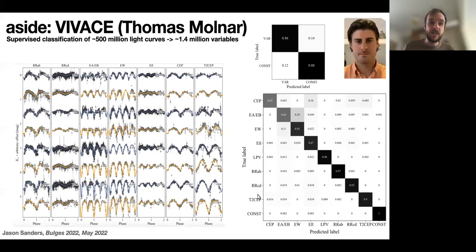So I should highlight that recently, together with a master's student, Thomas Molnar, I ran a supervised classification of this full data set, and we found about 1.5 million variable stars, for example, RR Lyrae, eclipsing binaries, some likely Cepheids. And this was a supervised learning algorithm based on pre-existing variable star data sets. And for RR Lyrae, we're getting upwards of like 95% reliability here.